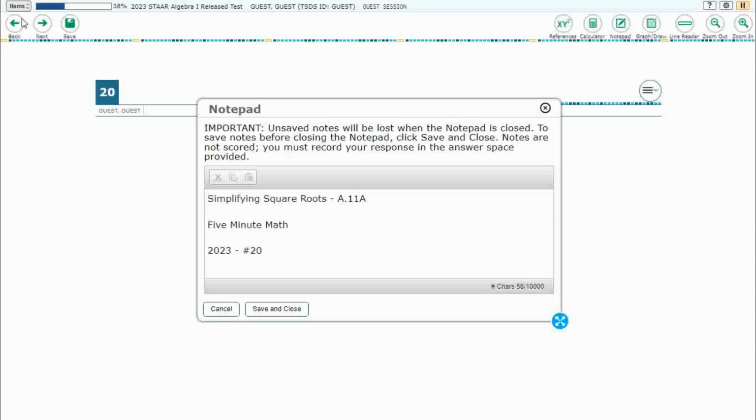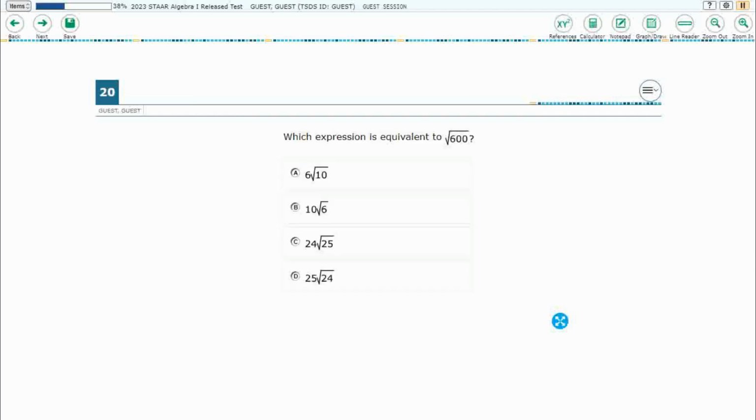Today we are looking at the Algebra 1 concept of simplifying square roots. This is standard A.11A in the great state of Texas, and we are using item number 20 of the 2023 released STAAR test. If you haven't done so already, please go ahead and take a moment to pause the video, work this problem out on your own, unpause it, and we will look at our answers together.